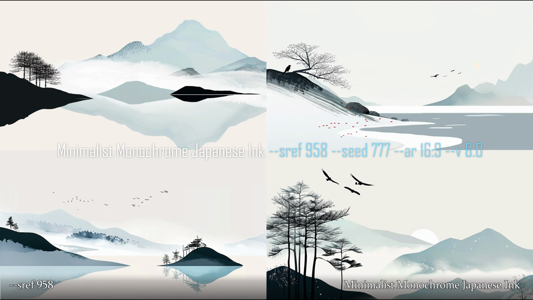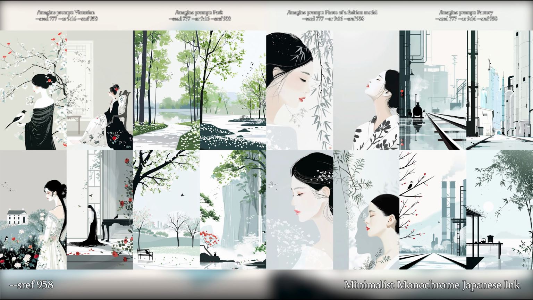958. Minimalist monochrome Japanese ink. Not sure if ink, but indeed very minimalist. Not very monochrome though, there is so much color in these images, but at the same time, lots of white.